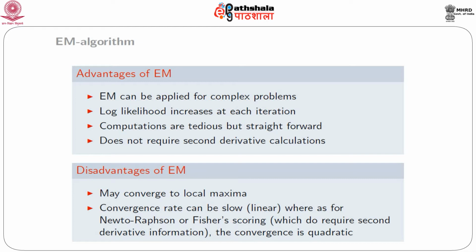The rate of convergence can be slow, and generally the rate is inversely proportional to the amount of missing data. So, higher is the missing data, slower is the rate of convergence. In general, the rate of convergence is linear, while for Newton-Raphson and Fisher's scoring algorithm, the convergence is quadratic. But the problem of the Fisher scoring algorithm is that it requires the computation of the second derivative. So, we see that EM has both advantages and disadvantages.